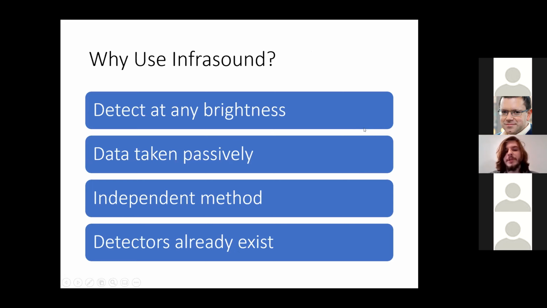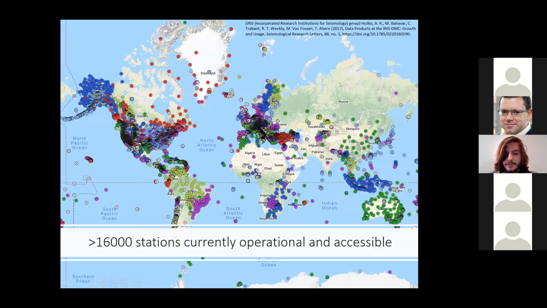The data is already being taken for other purposes, because we have so many seismograms around the world looking for earthquakes. The data already exists, and the detectors are already in place, so we can just take all of the data that is being accumulated. Here's a map of all of the currently operational stations in the world, which we can easily take data from for observing meteors infrasonically.